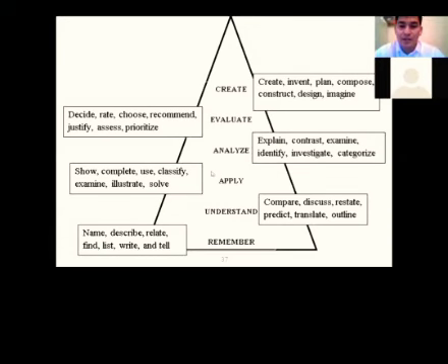The 3 of them on the lowest part, remember, understand, and apply, are the low order thinking skills, and the 3 on the highest part of the pyramid are high order thinking skills: analyze, evaluate, create. So what is remember? When we say remember, it is associated with names, descriptions, relations, findings, lists, writings, and tellings.